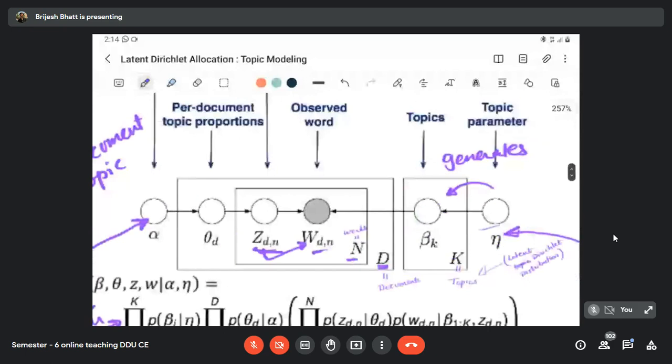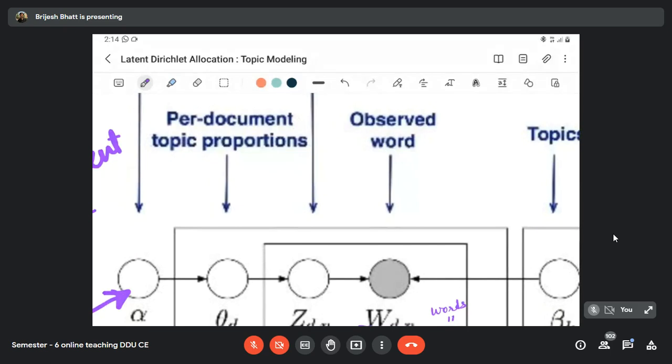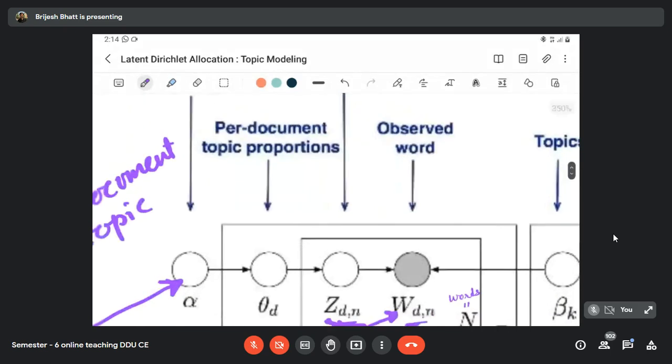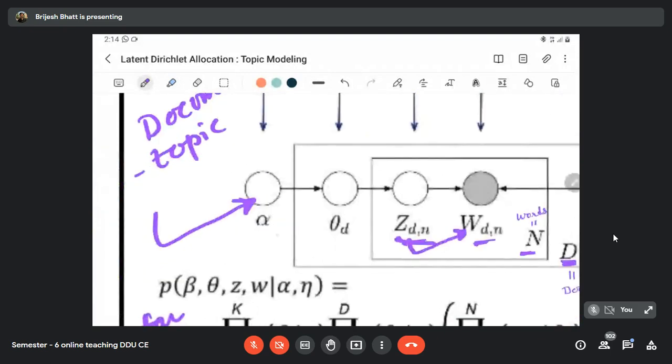Similarly, there is the latent per-document topic proportion. We also do not know how many topics are there in the document. I said that we do not know that in advance, and we want to learn that also. So that is another parameter, theta, and this is also latent.